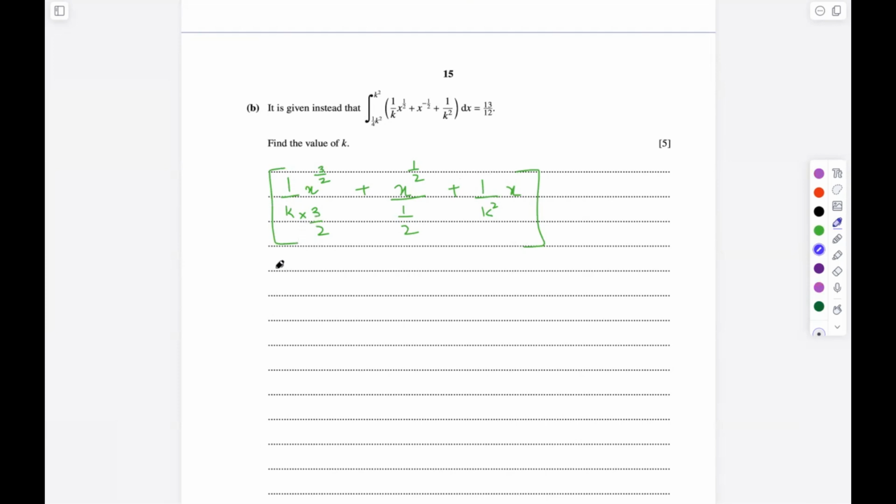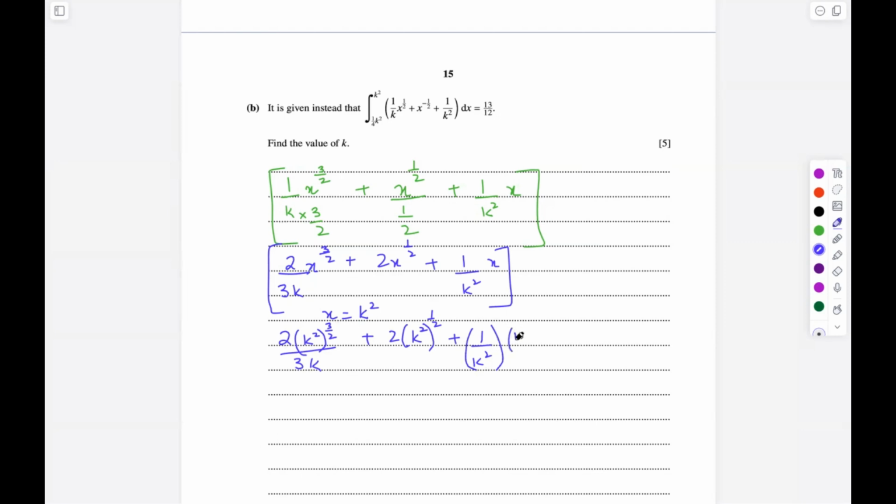Before we substitute the limits, we can rearrange this to write it as 2 upon 3k times x to the power 3 upon 2 plus 2x to the power 1 upon 2 plus 1 upon k squared x. So once we have simplified this, now we can apply the upper limit, which is k squared. Using x equals k squared, we get 2 into k squared to the power 3 upon 2 upon 3k, plus 2 into k squared to the power 1 upon 2, plus 1 upon k squared, and x value is k squared.